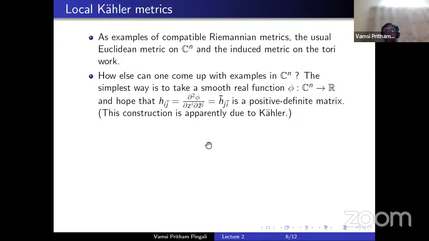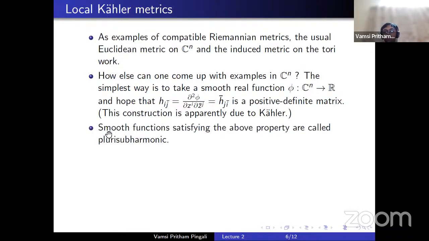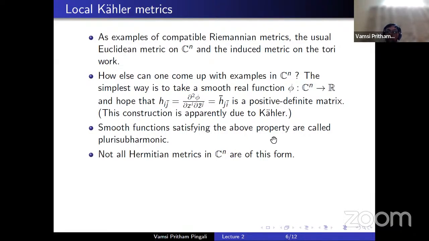So this construction was originally due to Kähler, and so the metrics of this sort were called Kähler metrics. But now we call them by a different name. These smooth functions, satisfying this property that ∂²φ/∂z_i∂z̄_j is a positive definite matrix, are called pluri-subharmonic. The problem is not every Hermitian metric in C^n is of this form. Unfortunately, given any matrix valued smooth function that is positive definite on C^n, you cannot always find a φ that does this.